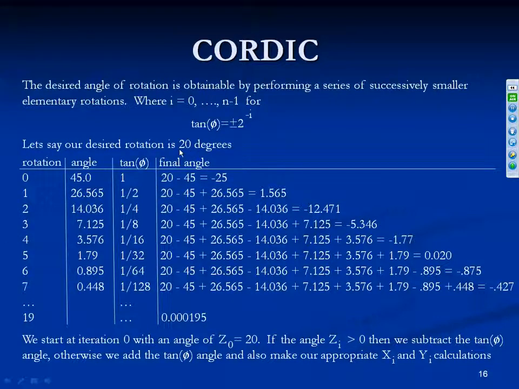Okay, we start off with 20 degrees. And the first thing we do is we go through our list of angles here, and if the angle z sub i is greater than 0, then we subtract the tangent of phi angle. Otherwise, we add the tangent of phi angle and also make appropriate x and y calculations.